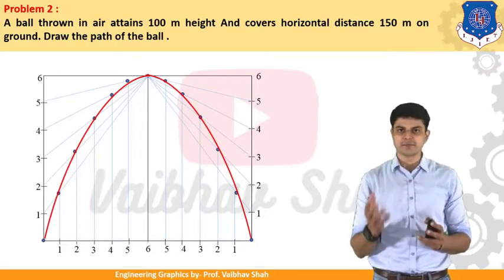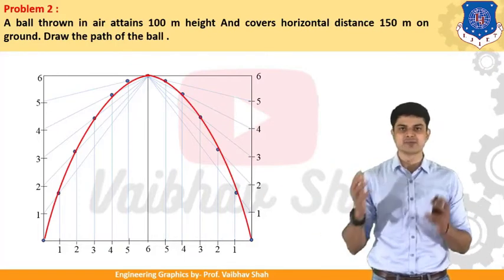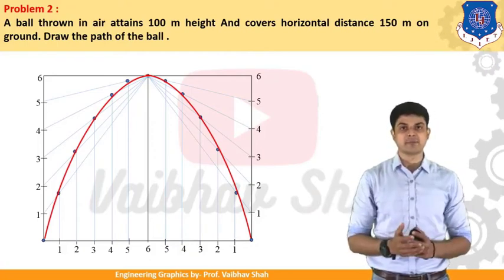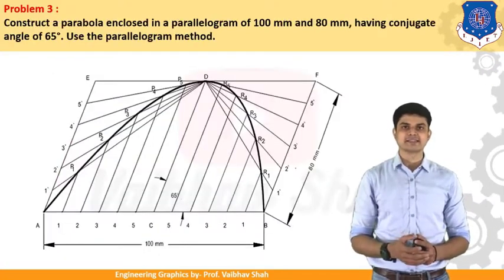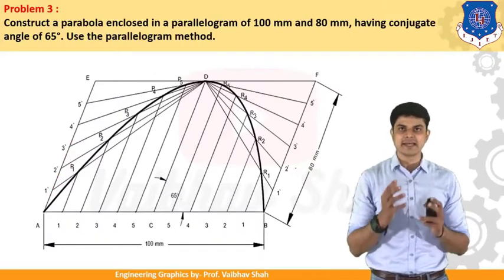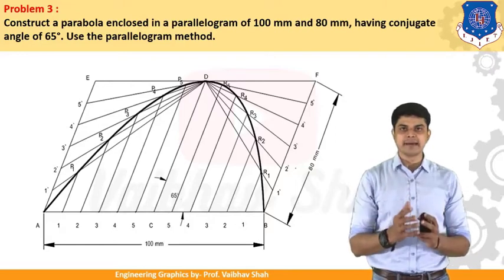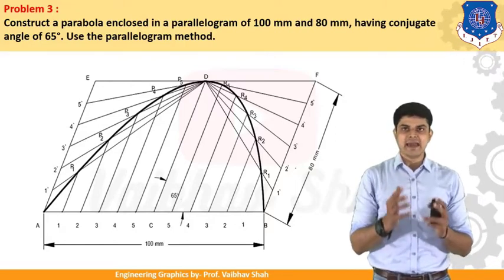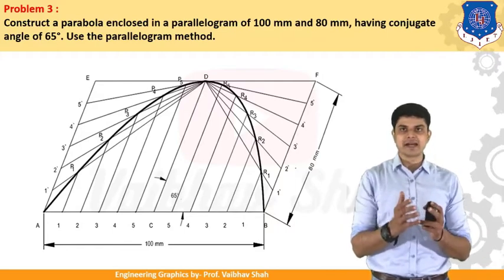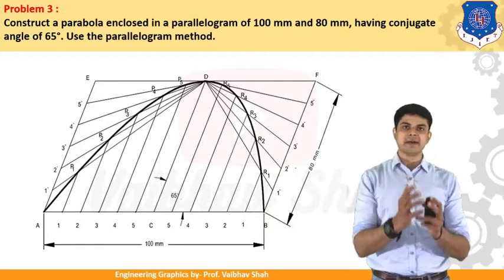Whenever you are throwing a ball, it will attain a certain height and reach a certain distance, so it traces out which curve? A parabola, right? So let us move ahead and see one more example. Construct a parabola enclosed in a parallelogram of 100 mm and 80 mm having a conjugate angle of 65 degrees. Use the parallelogram method to construct the parabola.